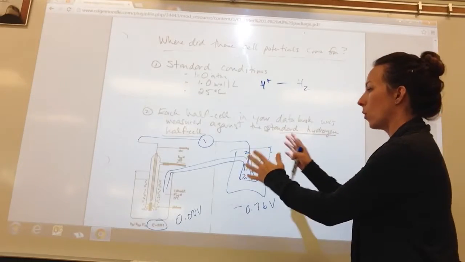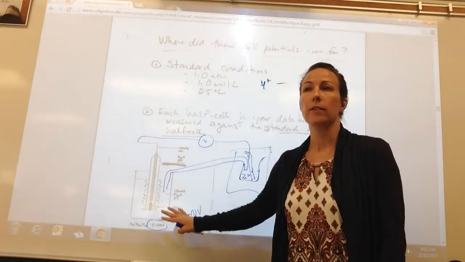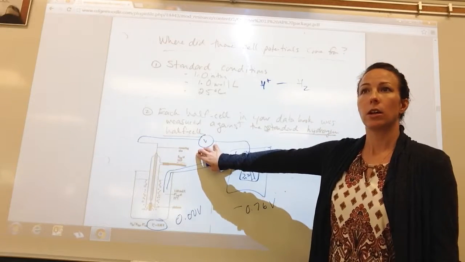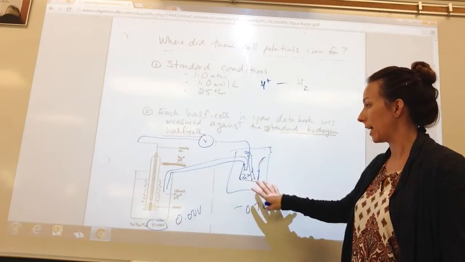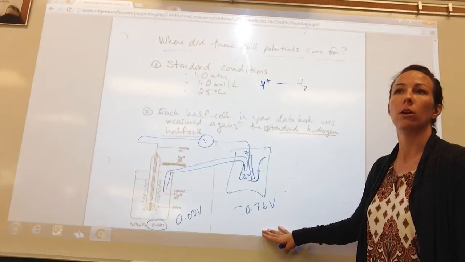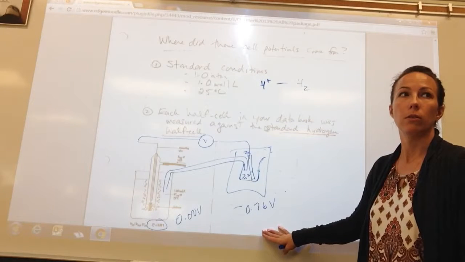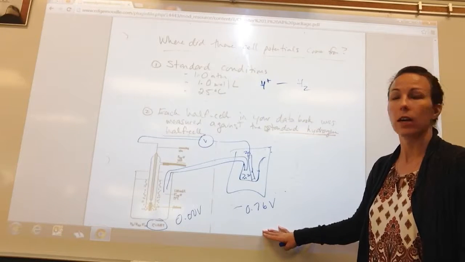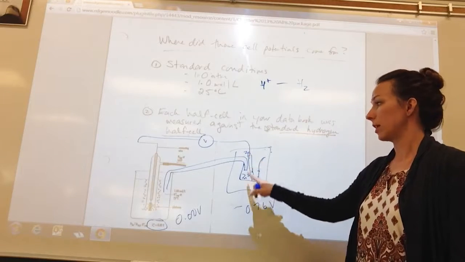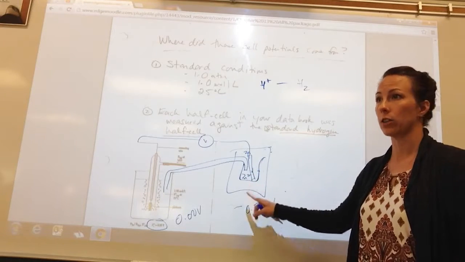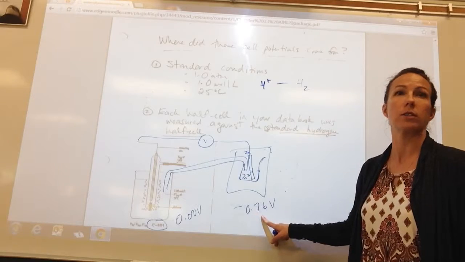All right, so they decided to make hydrogen 0. They decided to read the voltage. And whatever they read on the voltage became the other guy's number. Does that make sense? And so then in the data booklet, they wrote zinc and zinc 2 plus, half reaction, and made that number negative 0.76.